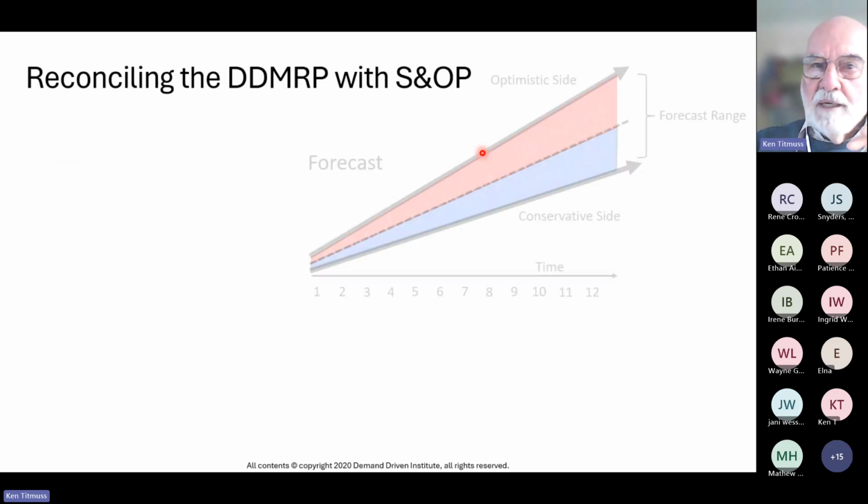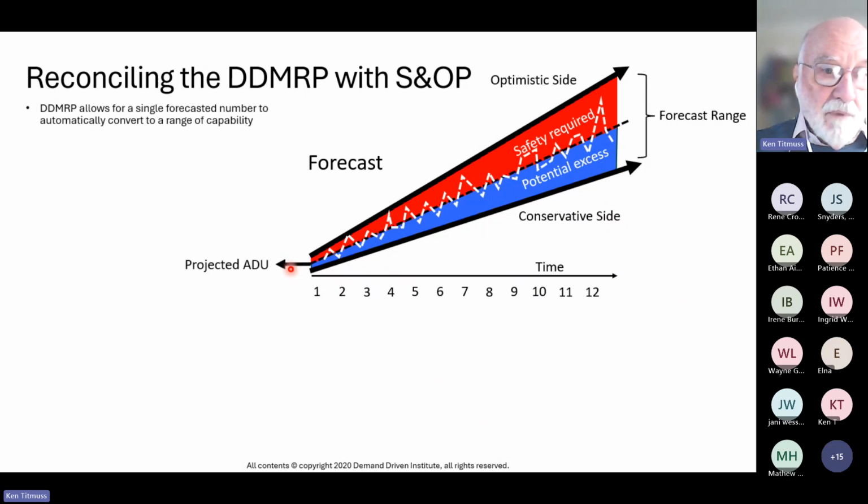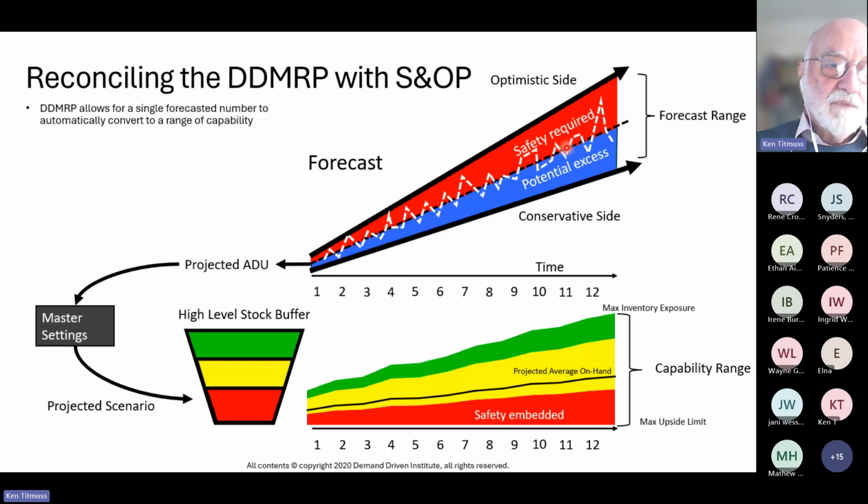With DDMRP, we've still got a sales and operations planning process. Yes, there's the optimistic side, there's the pessimistic side, and we've got a forecast range, and we have a single number. We still take that single number, which is the projected ADU at each point in the future, and we create that through master settings into a buffer. Now that buffer over the next 12 months, we can see there, is also going to get bigger as we expect our demand to get bigger.